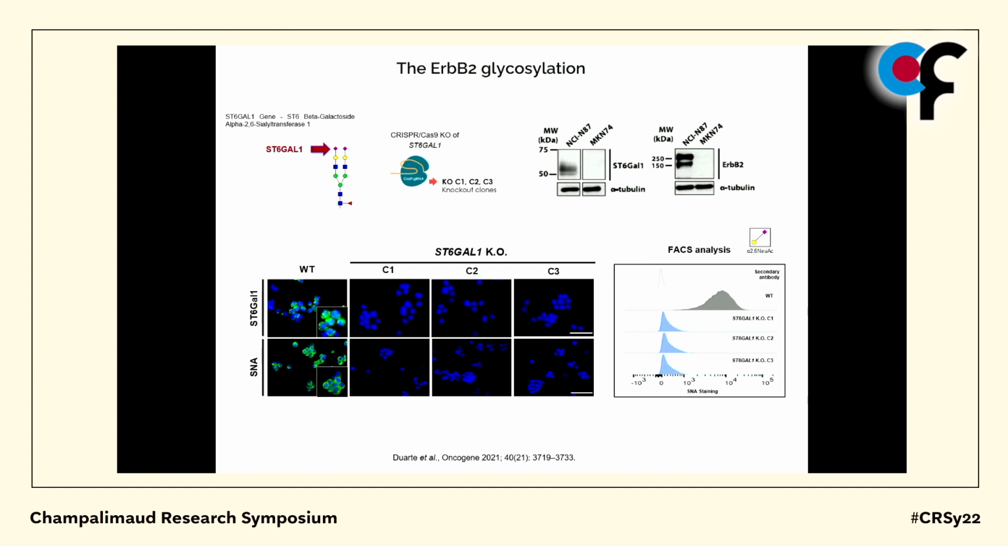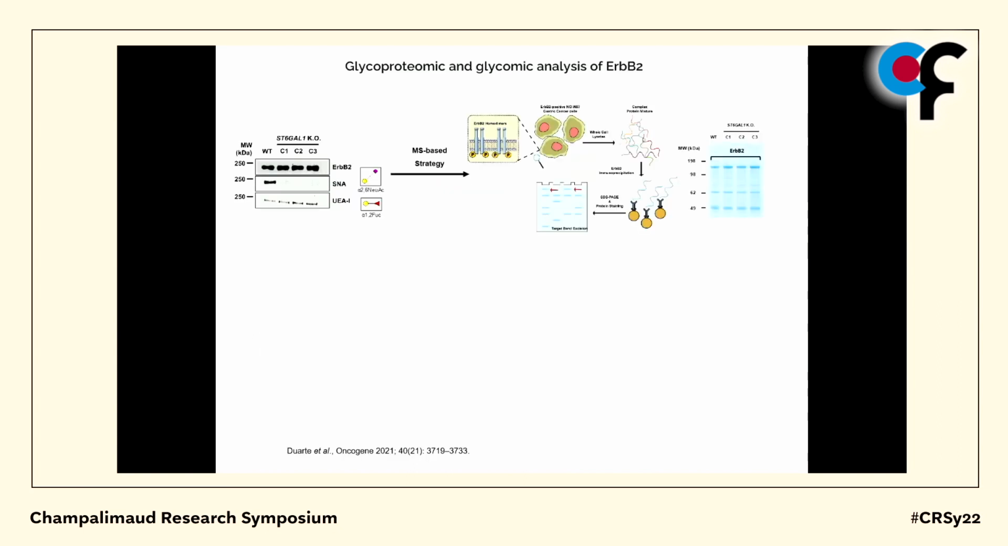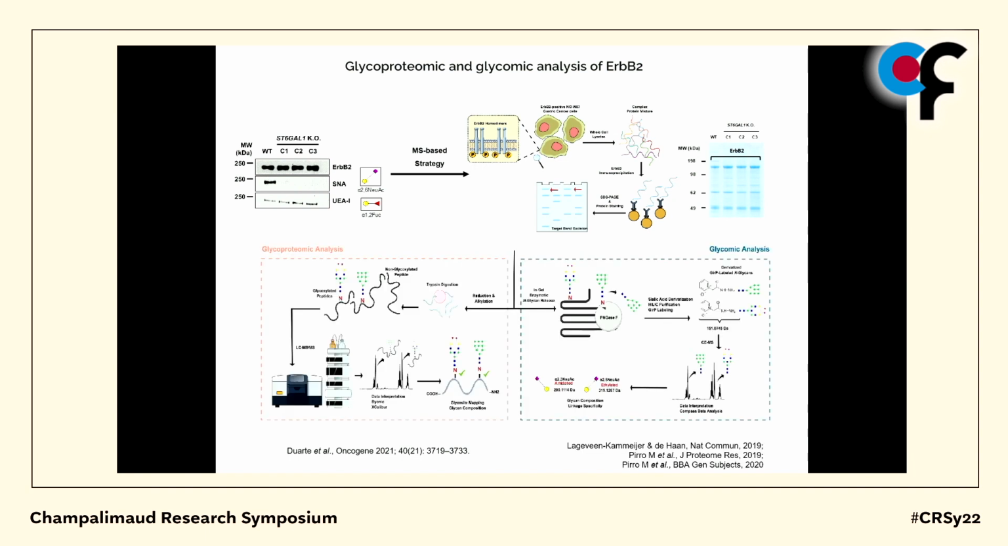And here we just describe the independent clones lacking the enzyme, but also lacking the product of the enzyme, as detected by this lectin, also by this FACS analysis, and decided to go in depth in this and characterize the glycosylation of ERB2. So we immunoprecipitated the protein from these clones and performed different glycosylation studies.